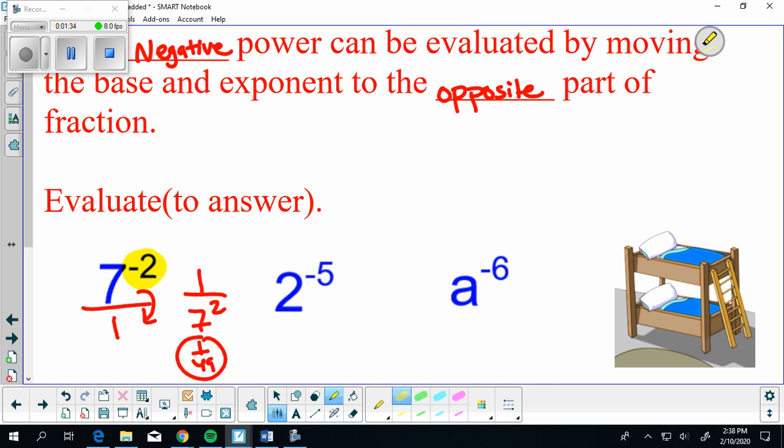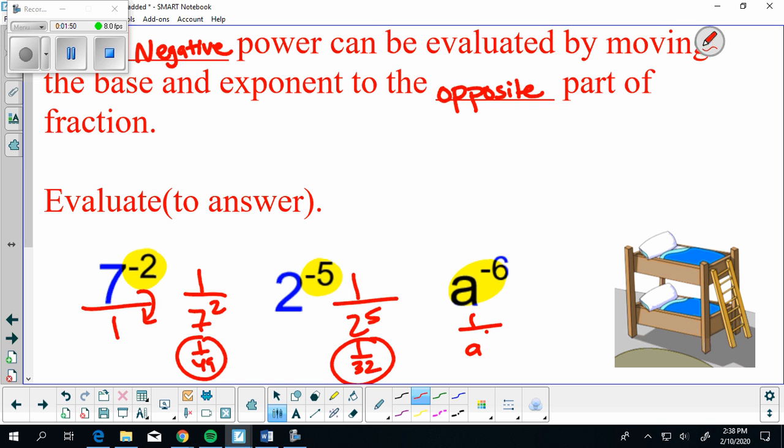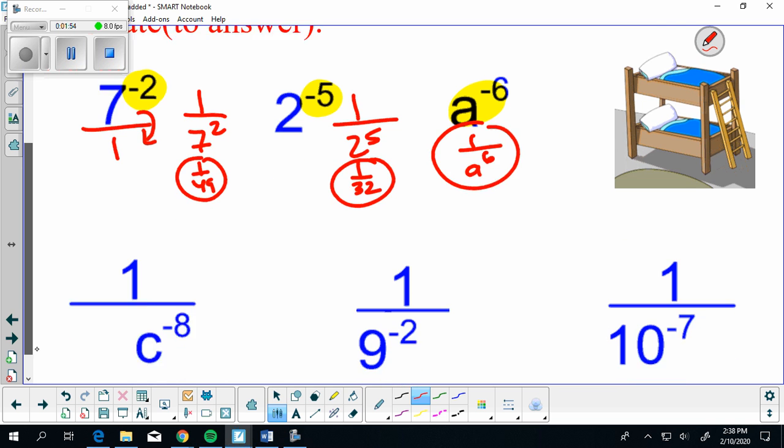Same thing here, it is an unhappy fraction. So I move it to the bottom part of the fraction, which is the opposite, and that's 1 over 32. And it works with variables as well. Since it is a negative exponent, I move that to the opposite part of the fraction. And you can't evaluate a because you don't know what a stands for.